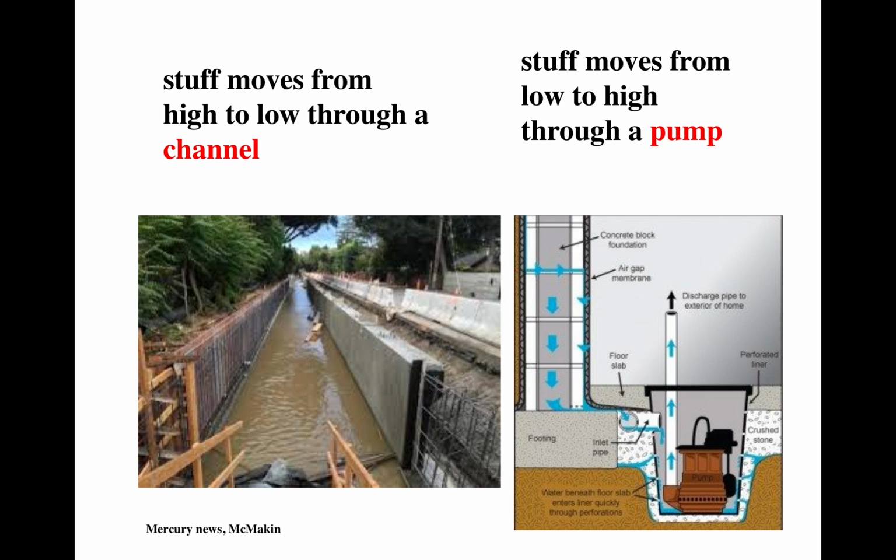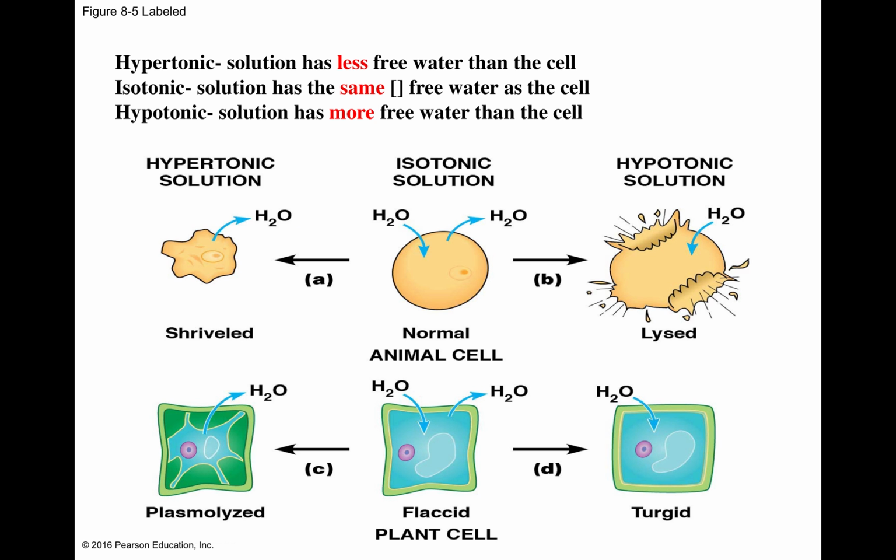Okay. We talked about the difference between channels and pumps. Channels move things through the membrane by diffusion. So if it is higher concentration outside the membrane, then it'll come into the cell. If it's higher concentration in the cell, then it'll leave the cell. And those are channels. Whereas pumps use ATP to move things across the membrane against the concentration gradient. And we talked specifically about the sodium-potassium ATPase as an example of a pump.